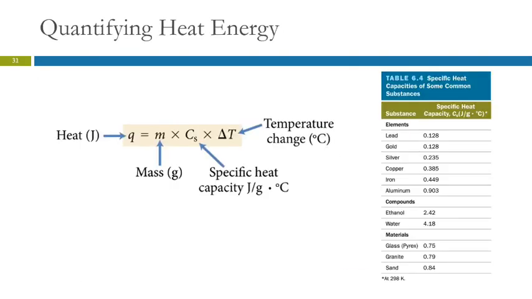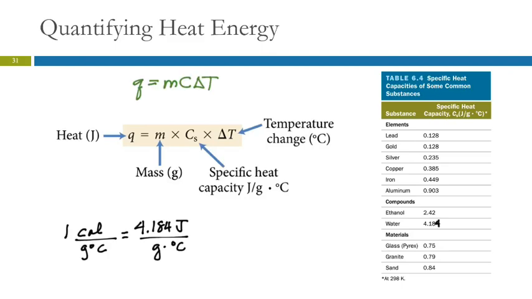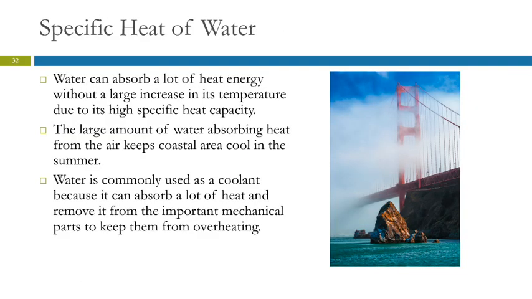Let's go back and look at this again real quick. So water, if we look at all these values here, which of these specific heat capacities is the largest? Water. And it's a lot bigger. Here's ethanol at 2.4, but the rest of these are all less than 1. Water has a very large specific heat capacity. And that is significant for our climate. So water can absorb a lot of heat energy with a small temperature change.